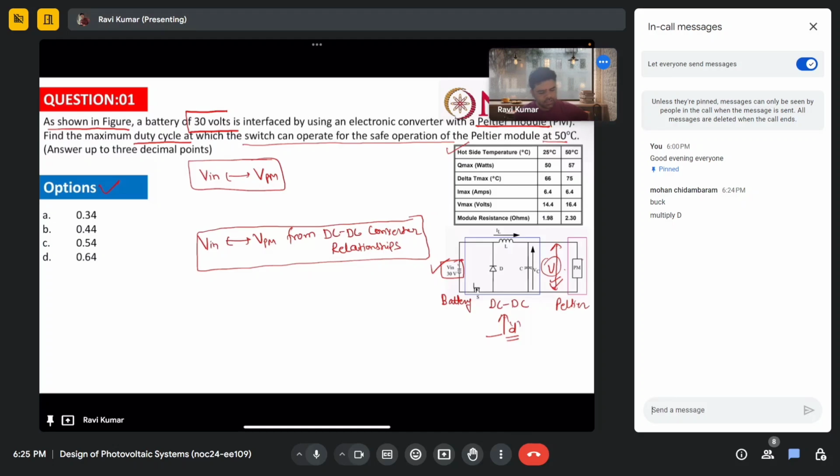Multiply V. Yes. It is like V input equals D into VPM, so D will be D PM divided by V input. And this question is asking at 50 degrees Celsius. So this 50 degrees Celsius voltage will be 16.4. From this data sheet we are getting 16.4 divided by 30.